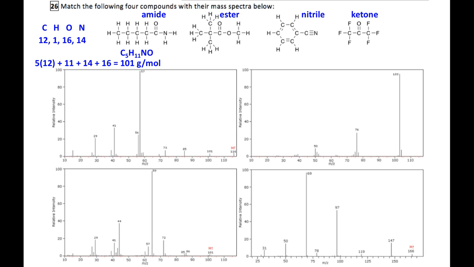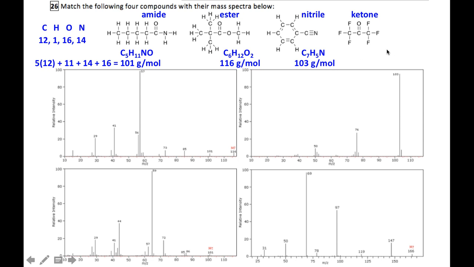So I want you to hit pause, figure out what the molecular formula is for the remaining 3 molecules, and then calculate what the molar mass should be for each of those as well. Okay, if you've got your molecular formulas and molar masses, the ester has 6 carbons, 12 hydrogens, and 2 oxygens, giving us a molecular mass of 116 grams per mole. The nitrile has 7 carbons, 5 hydrogens, and 1 nitrogen, giving me 103 grams per mole.